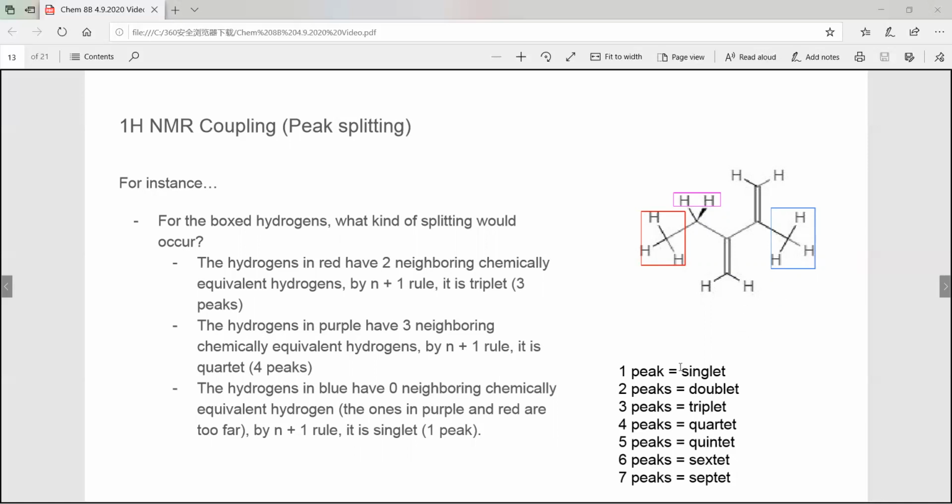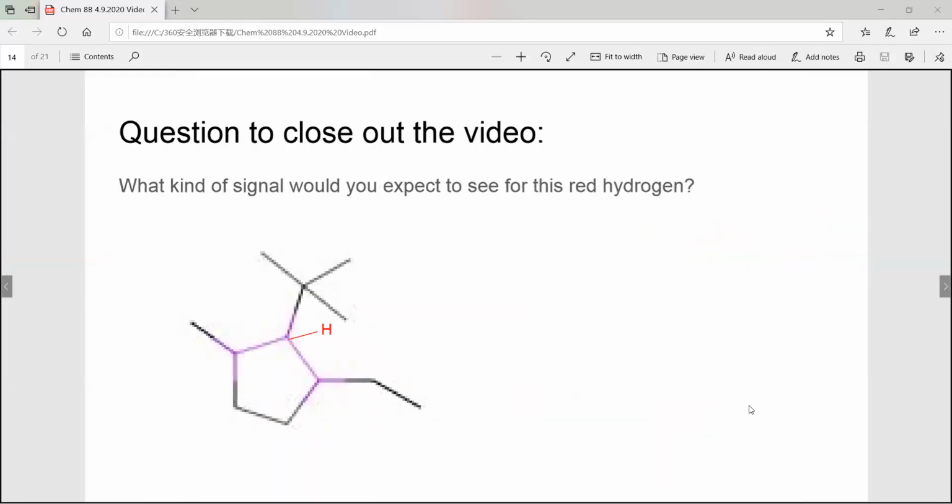And on the side, there are some names corresponding to the number of peaks. So a question to close out the video. This hydrogen is particularly interesting because it's neighboring 1 hydrogen on the left and 1 hydrogen on the right. But these 2 hydrogens are not chemically equivalent. What kind of peaks would I get? It has to do with complicated splitting.